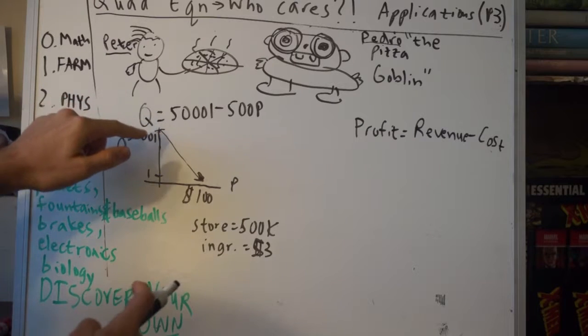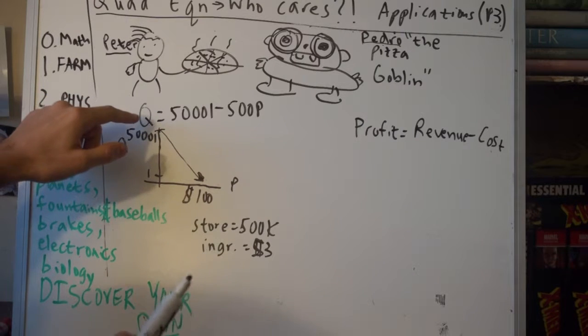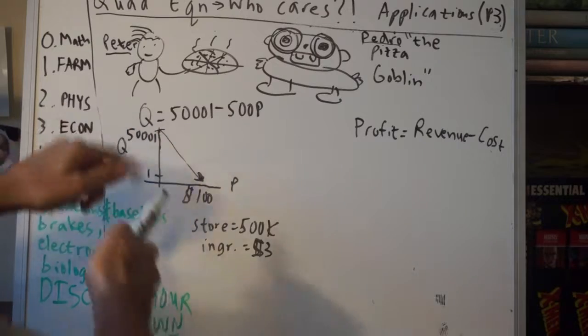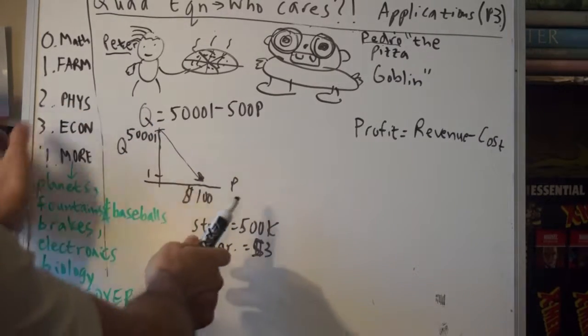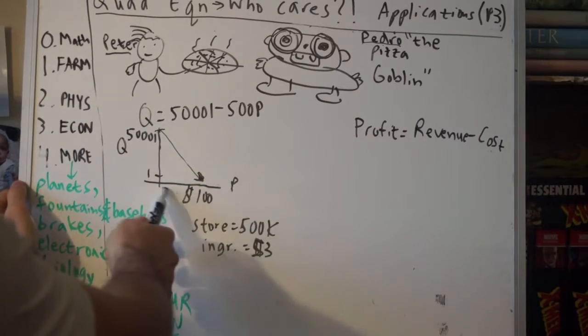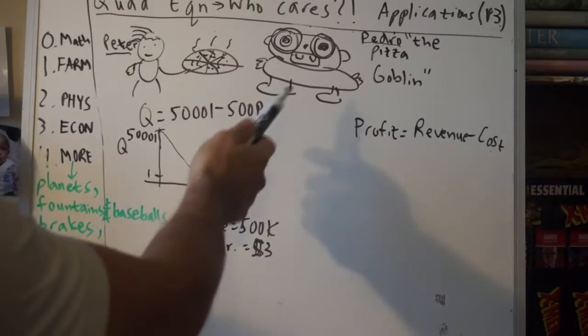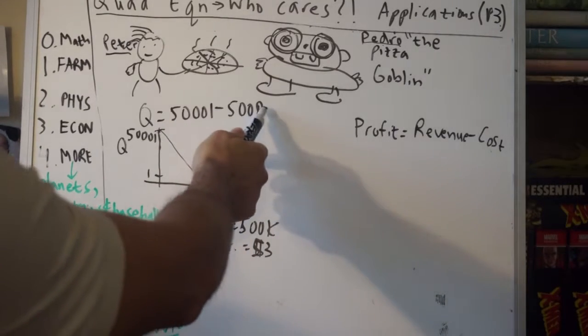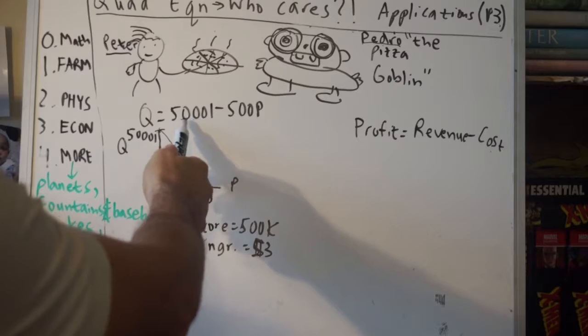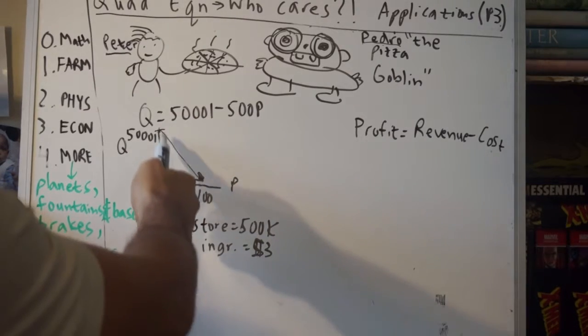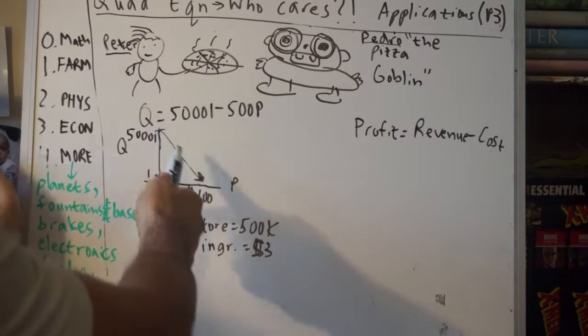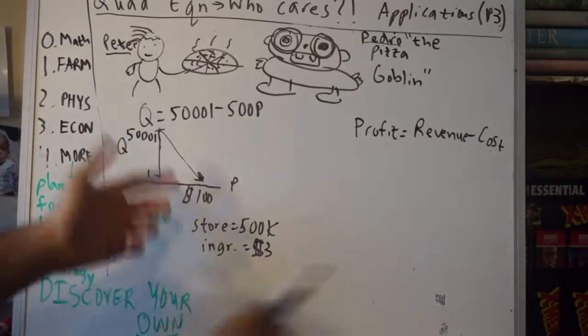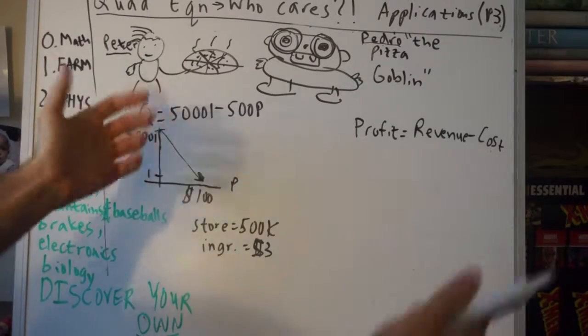In other words, if he charges a lot of money per pizza, fewer people will buy it. So that's what this curve represents. If the pizza is free, so if the price is 0, I just made up these numbers, so if you plug in P equals 0, then he's going to sell 50,001 pizzas. So he's going to sell a ton of pizzas because everybody's like, hey, it's free, I want a pizza. Maybe not everybody, but a lot of demand.